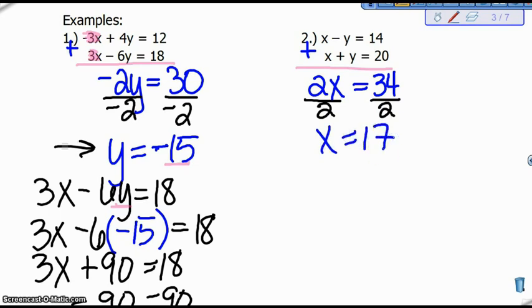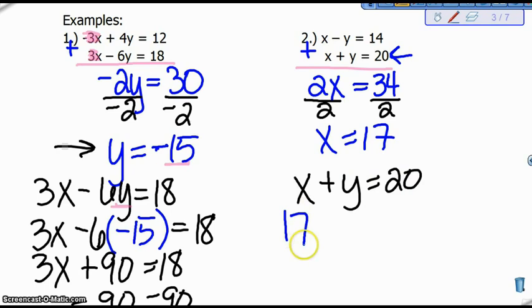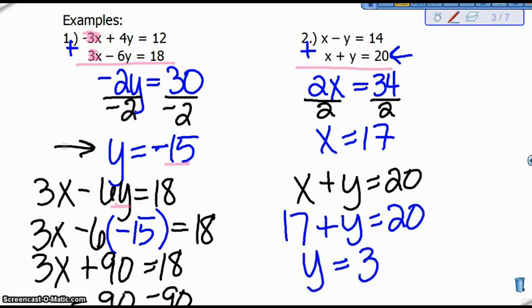So now that we know x, I want to pick one of my 2 original equations from the system to solve for y. So I'm going to plug it into my second one because that y is negative. So I'm going to start with x plus y is equal to 20. And in for x, I'm now going to put 17 plus y is 20. Now to get y by itself, subtract that 17, and I know that y is now equal to 3.